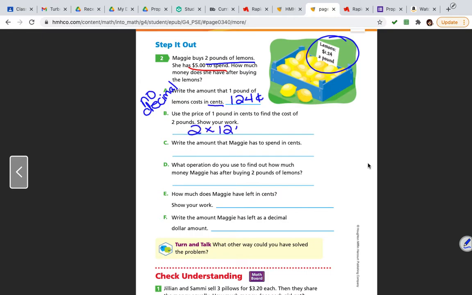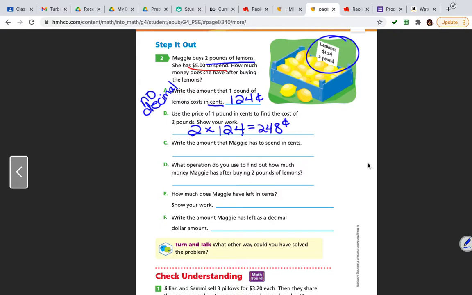So 2 times 124, and I can double each one of these numbers. So 2 times 4 is 8, 2 times 2 is 4, and 2 times 1 is 2. So it's 248 cents. Let me do that again. So what I said was 2 times 4 is 8, 2 times 2 is 4, and 2 times 1 is 2. So it's 248 cents.